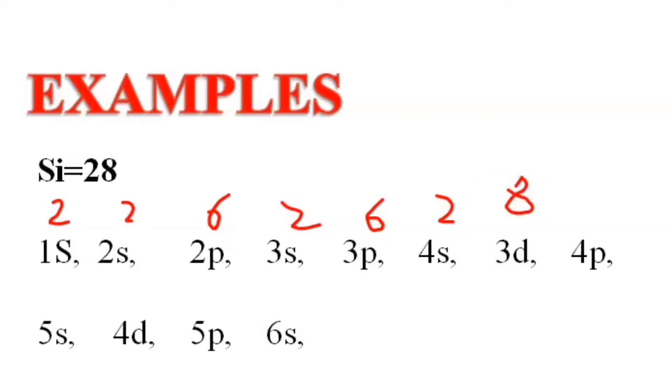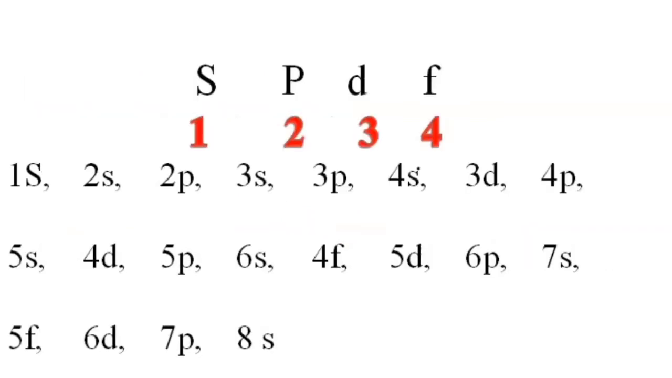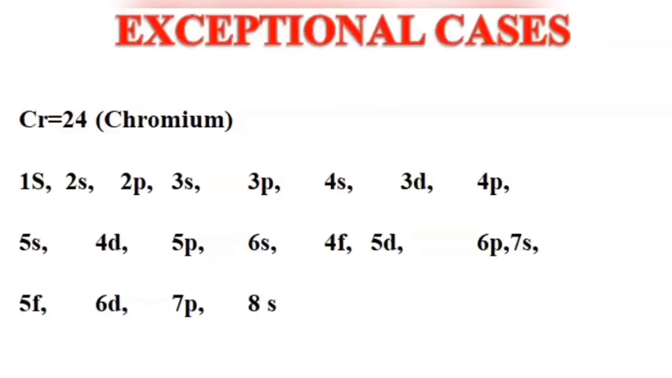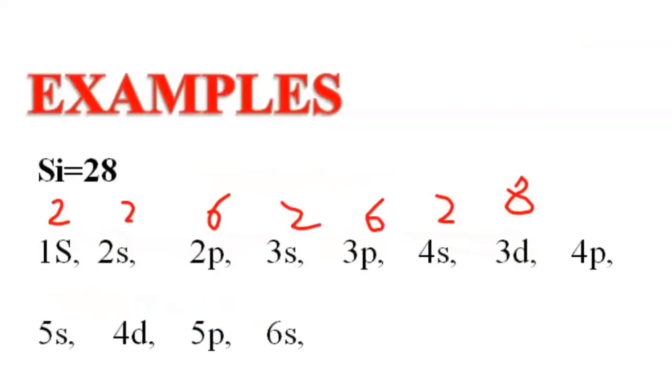Okay students, keep it in your mind that this is not an exceptional case. We just followed this pattern of filling electrons and filled all the 28 electrons in orbitals. Right? If we look at the exceptional case, that is chromium, and distribute 24 electrons, the distribution of electrons will not be exactly like the electronic distribution we observed here.